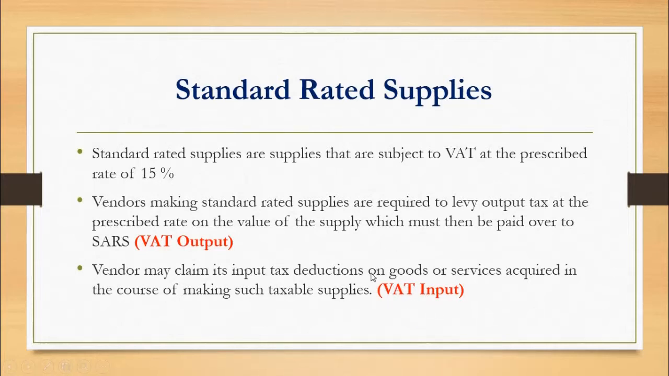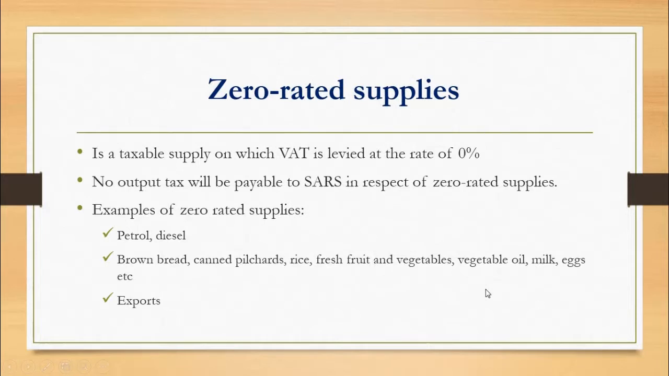So you took your goods in, you claim for VAT input, and then you sold the goods and charged tax on them. So you must also pay what is due to SARS, and also SARS must pay what is due to you. So remember the relationship between VAT input and VAT output. VAT output is what you owe the taxman, and VAT input is what the taxman owes you. Simple and straightforward. Then we move on to another category, zero rated supplies.